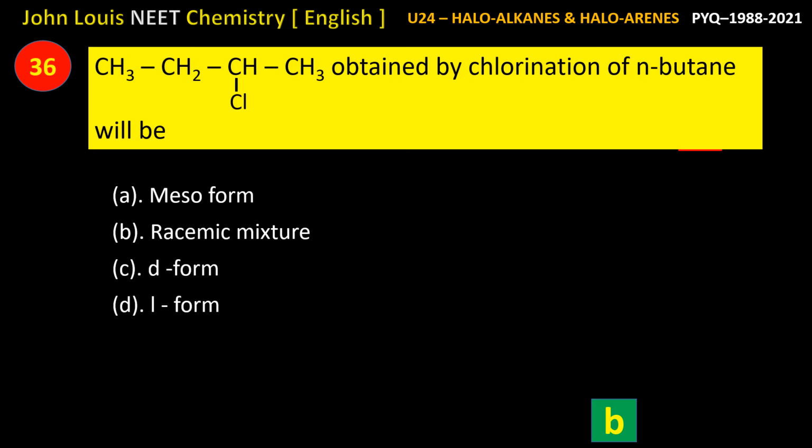CH3, CH2, CHCl, CH3 obtained by chlorination of n-butane will be. This is secondary halogen compound. So here, which is obtained from n-butane. So what is n-butane? CH3, CH2, CH2, CH3. See, actually chlorination of any alkane, that will undergo free radical mechanism. So here it is treated with chlorine. So how the reaction takes place?